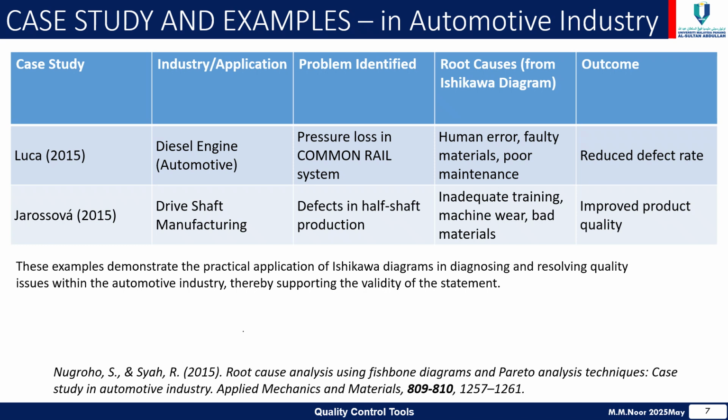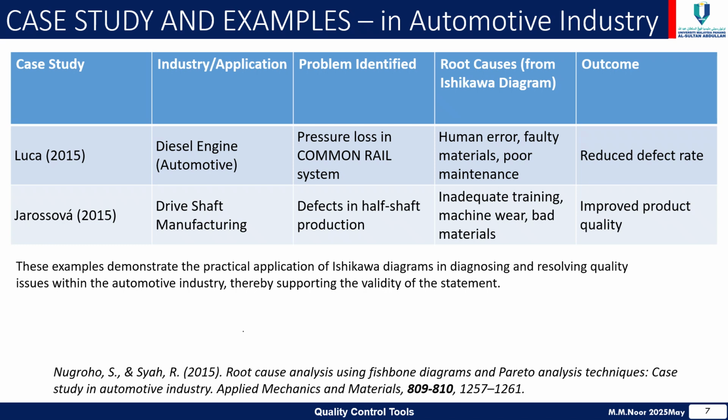Okay, let's apply it to the automotive world. As you can see here, Luca 2015. The industry is diesel engine. The problem they identified is pressure loss in the common rail system. So the problems they can detect from the Ishikawa diagram, after the discussion, brainstorming, meeting, and team collaboration, are human error, faulty materials, and poor maintenance. The outcome from the Ishikawa diagram is to reduce the defect rate.